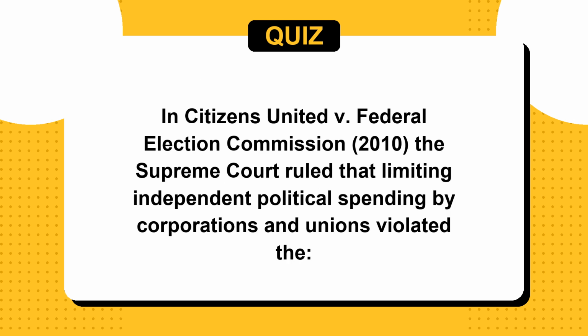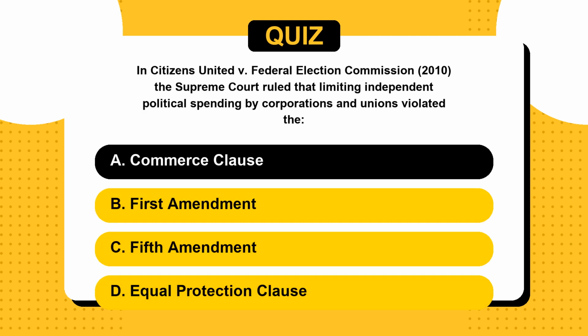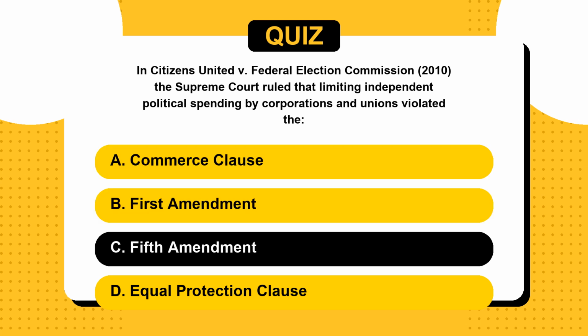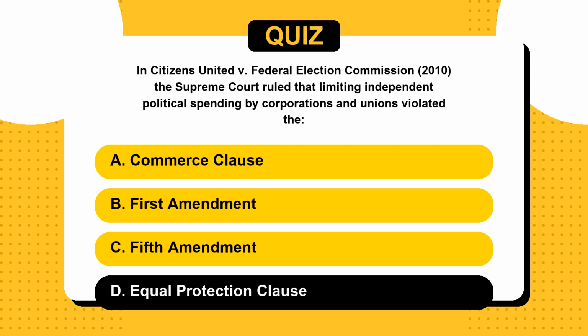Next question. In Citizens United v. Federal Election Commission, 2010, the Supreme Court ruled that limiting independent political spending by corporations and unions violated the. Is it A, Commerce Clause? Or B, First Amendment? C, Fifth Amendment? Or D, Equal Protection Clause?